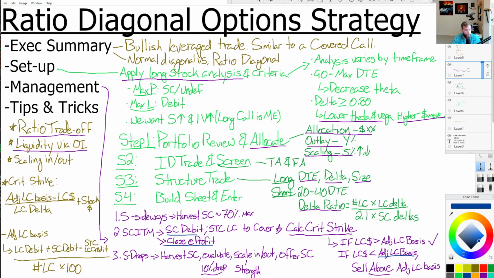And if you need a refresh on calculating your critical strike, you could take a look at these two formulas over here. We're going to use our adjusted long call basis minus wherever the long calls currently are priced, divided by the current long call delta, plus the stock price. That gives you your critical strike. To figure out your adjusted long call basis, this is the formula down here. We're going to take the long call debit plus any short call debits to close, minus sold to close long call credits, divided by the number of long calls existing times 100.